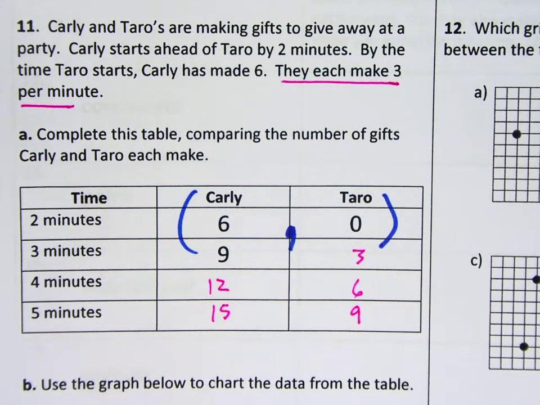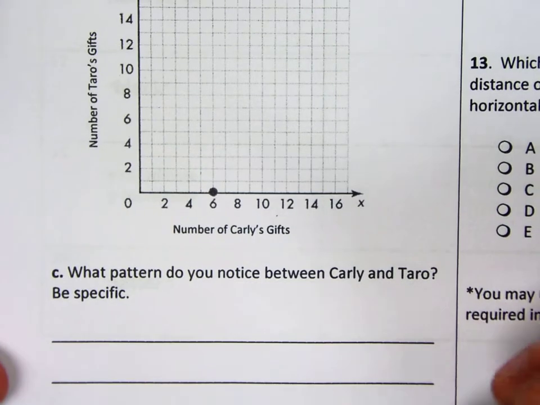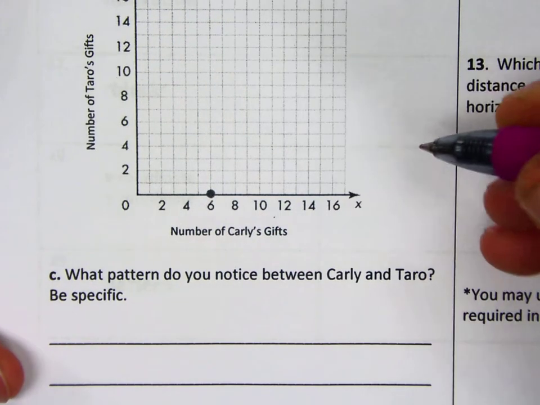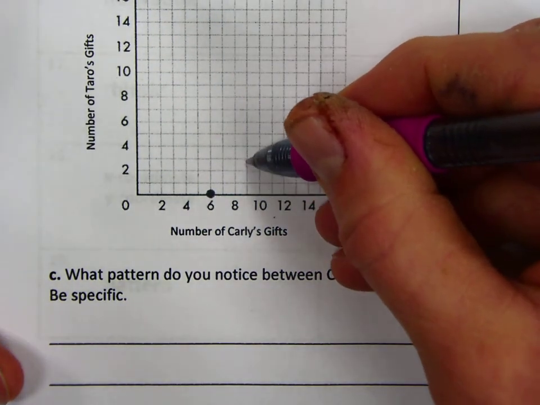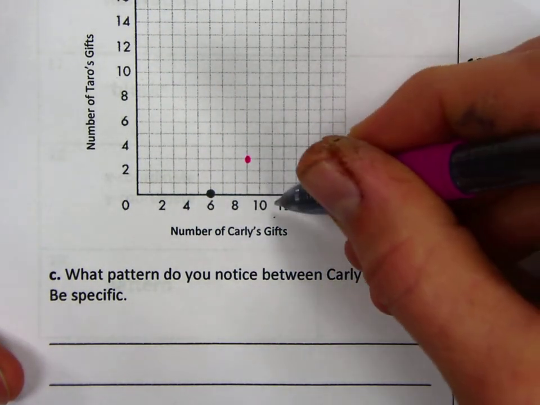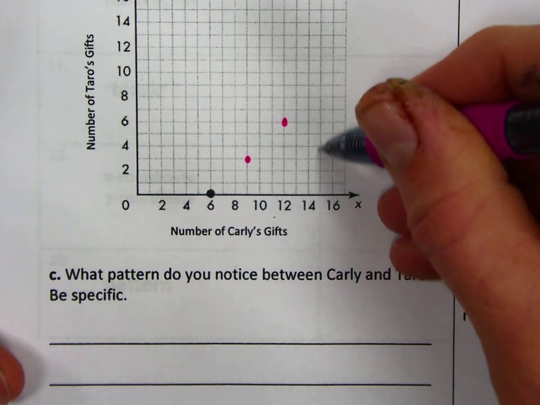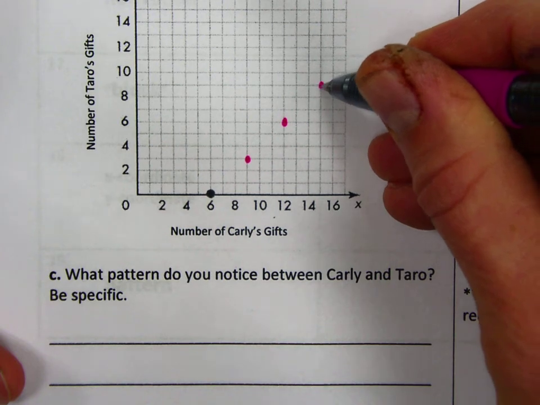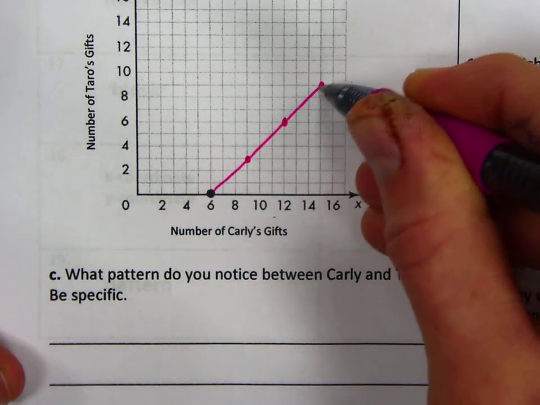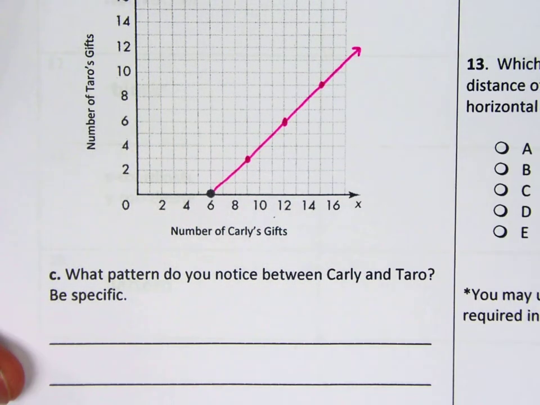So the next phase of this here is simply to graph these. 6, 0 has already been shown. 9, 3 is right here. 12, 6 is right here. And 15, 9 is right here. And students should connect those with a line like that. And then they've got it.